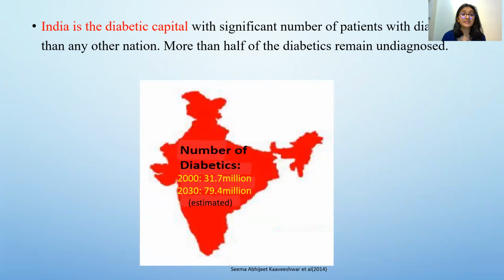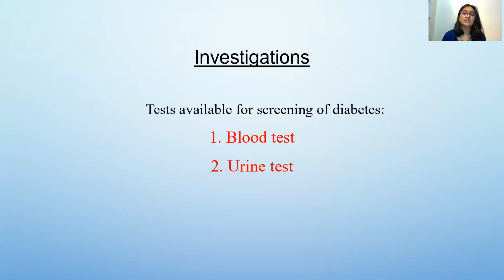India is the diabetic capital with a significant number of patients with diabetes than any other nation. More than half of the diabetics remain undiagnosed. It is estimated that the count will increase up to 79.4 million in 2030. Today, investigations which are available for screening of diabetes are blood test and urine test. Now we'll see the disadvantages of each.